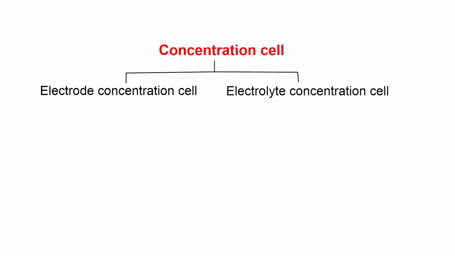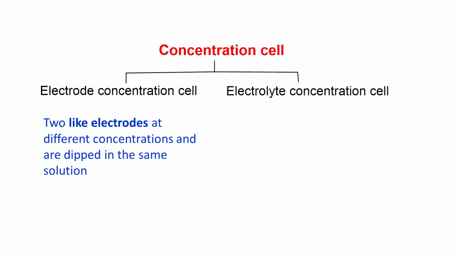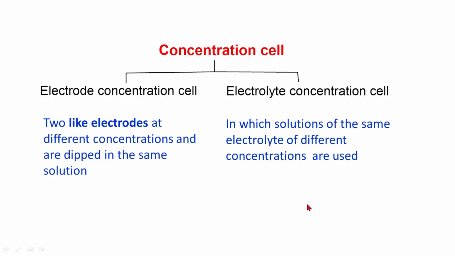Concentration cells, what we have said, are of two types: electrode concentration cell and electrolyte concentration cell. In electrode concentration cell, two like electrodes at different concentrations are dipped in the same solution. In electrolyte concentration cell, solutions of the same electrolyte of different concentrations are used.